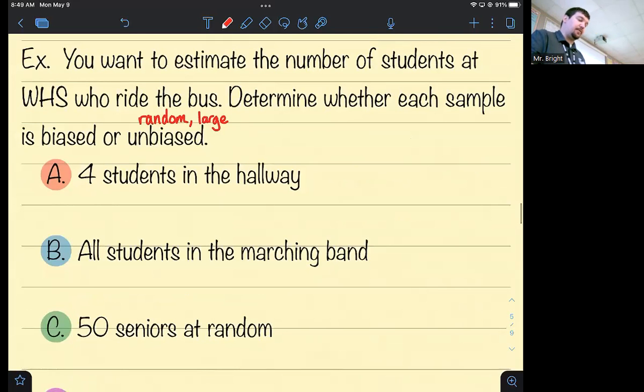You want to estimate the number of students at Western High School who ride the bus, high school students. Determine whether each sample is biased or unbiased. You ask 4 students in the hallway. Why is it biased? Too small. And it's in your hallway.